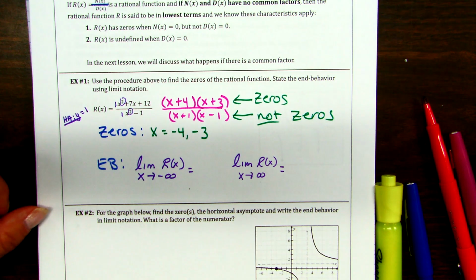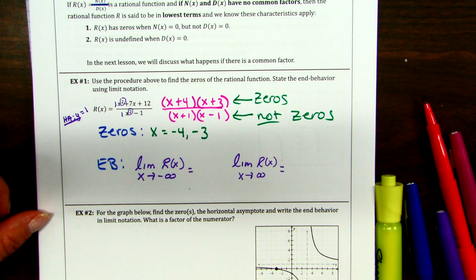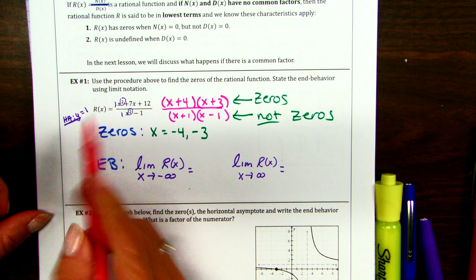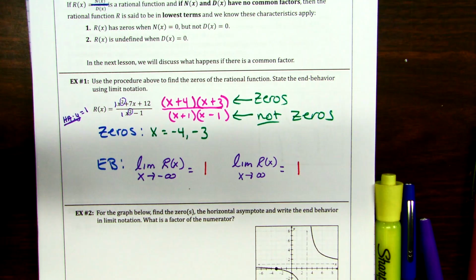And we'll see it in this graph here in a second, to really sell this to you, how end behavior and HAs are related, but we are going to be approaching 1 from both directions because that's what our HA is. Okay? And that's it for that question.